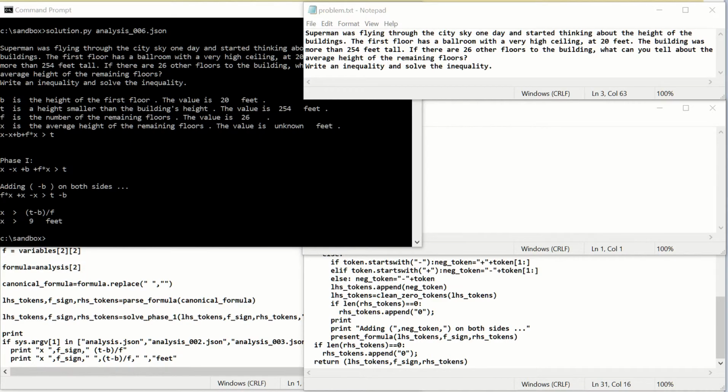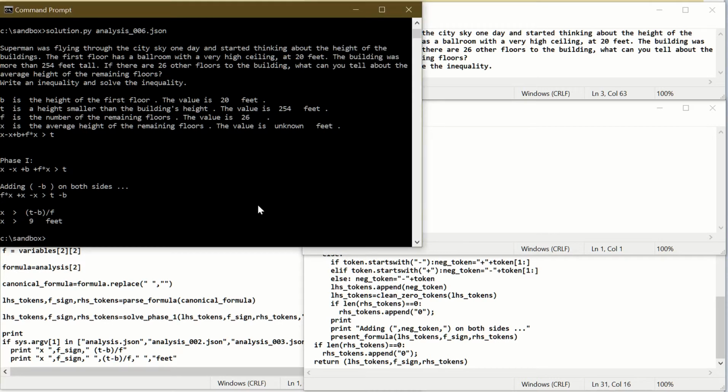Today we will continue coding in Python the solution to our set of inequality problems. Let's review our previous solution first. So we implemented the algorithm for the phase 1, we completed it. Today we will start defining the algorithm for the phase 2 of the solution.